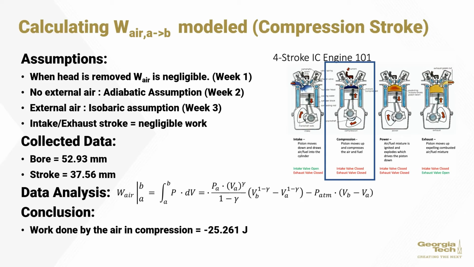With week 2, the engine head is attached, but no external air is introduced into the system. This means the system is modeled by work done by adiabatic compression. To find this value, the measured dimensions of the engine and the atmospheric pressure conditions are incorporated into the equation shown below. This produced a work output of negative 25.261 joules of work done by the air.